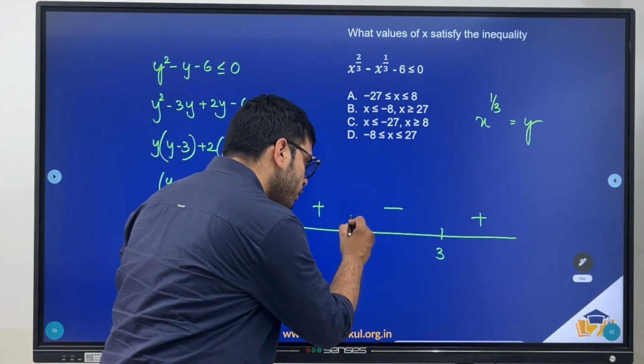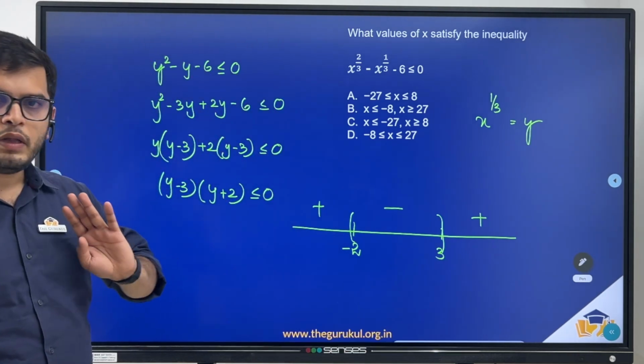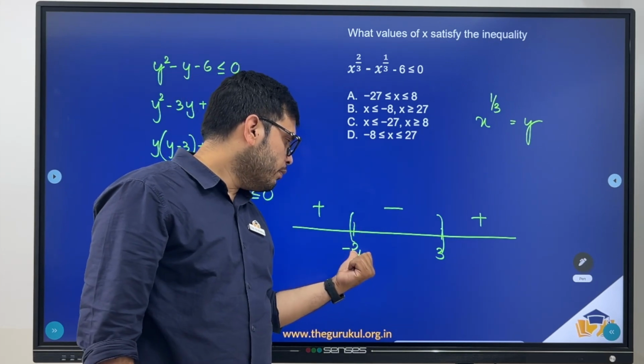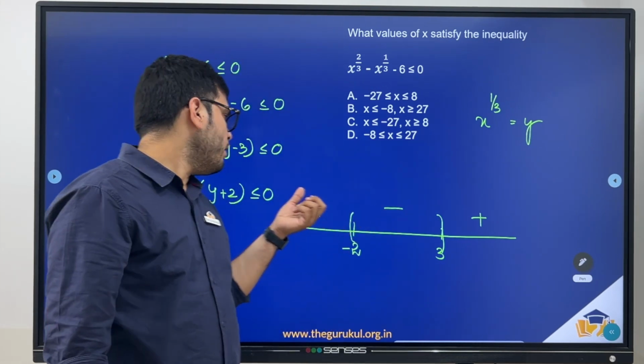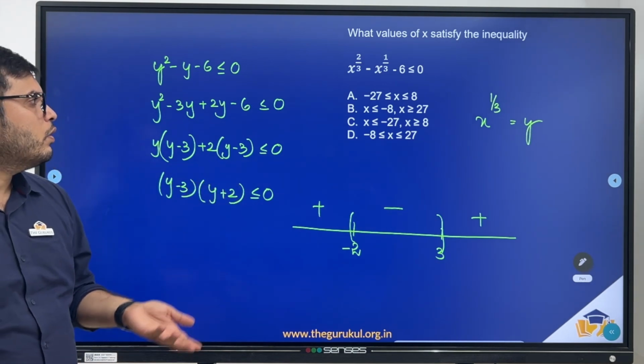So that should lie in this region where y is minus 2 to 3, and that can be less than or equal to also. Right? You can include minus 2 and 3, because when y is equal to minus 2, that becomes 0. Right? And this could be 0.